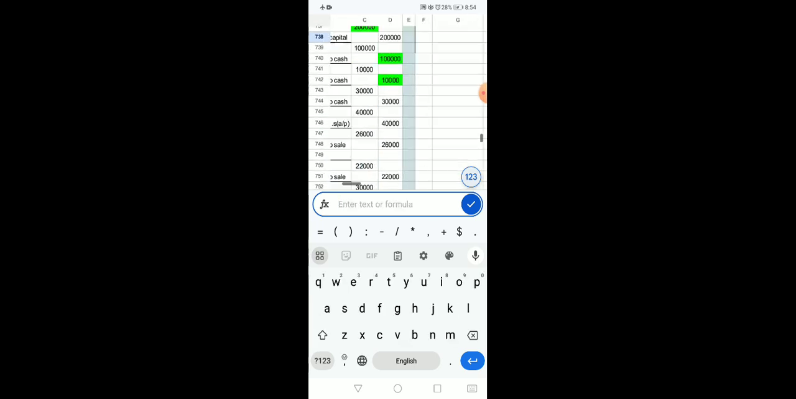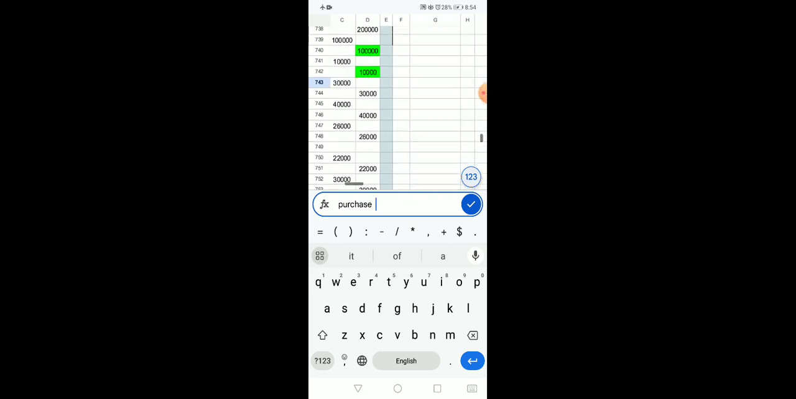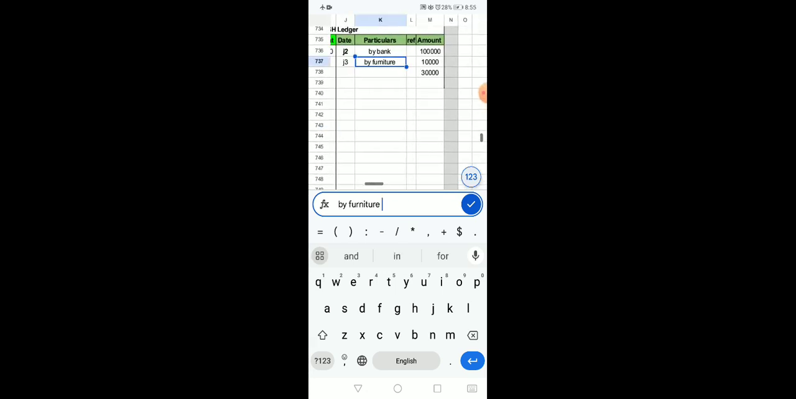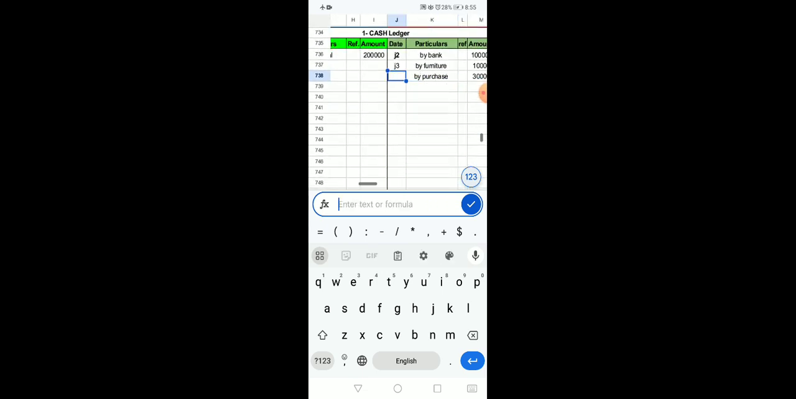It's time to see its reference. 30,000 reference, what is written on the opposite side? Purchase. So you will write here purchase with an additional word of buy. Now see its date Jan 4. Put J4 over here. This way January 4th entry has been completed. Now January 5. We have two elements in January 5 but cash is not present over here, so skip it.